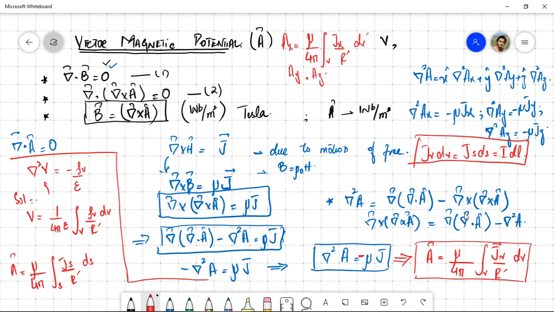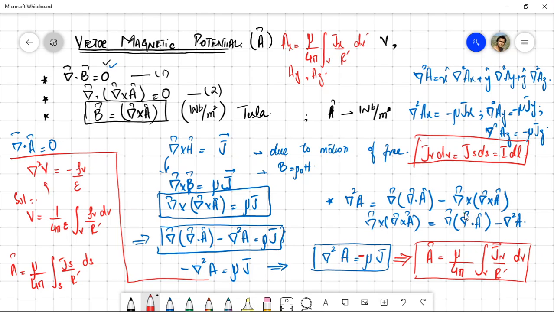So this makes things easier. Now by this equation, if we have the value of mu, if we have the value of volumetric current density, and we know the type of geometry, we can easily calculate the value of A. So our goal is achieved.